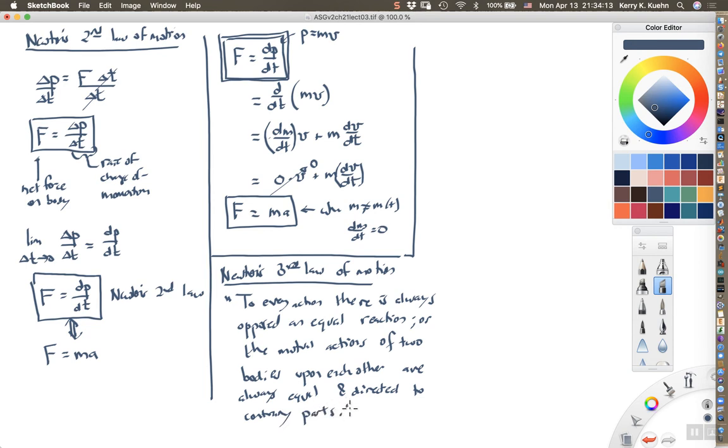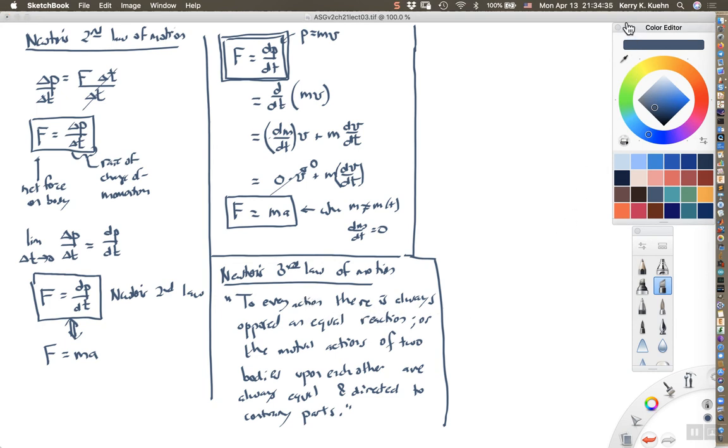So let's parse this. What does he mean by this? This looks kind of lengthy. The short version of this is, for every action, there's an equal and opposite reaction. That's a quick way to say it. But I always say that this law is the easiest to say, but actually the most complicated and most misunderstood of the laws. Okay, so let's kind of go through and make sure we understand what he's talking about here.